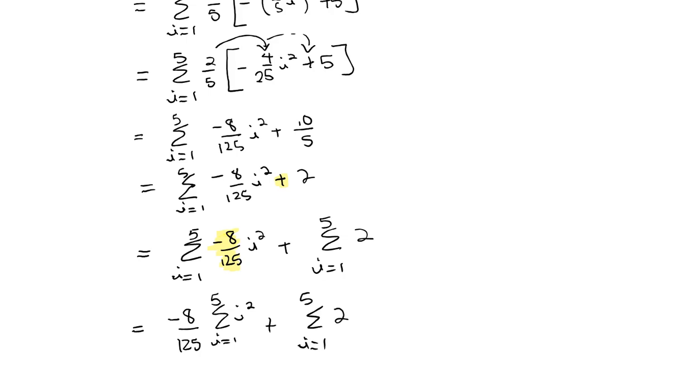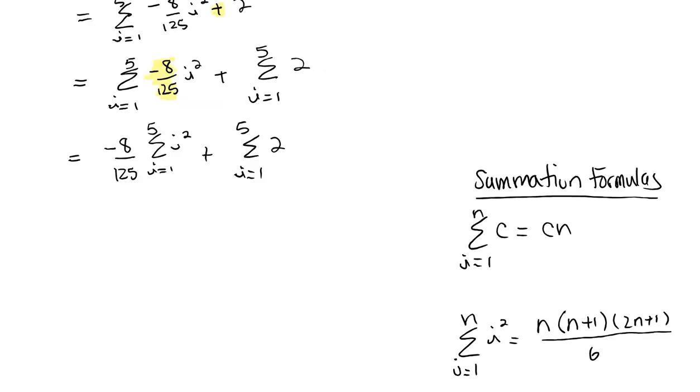And when we get to this point, we have a few formulas that are going to help us to work out this final bit. The summation formulas we're going to use are written down on the side here. The first one is the sum of a constant: the sum i equals 1 to n of a constant is that constant times n. The next one is the sum i equals 1 to n of i squared, and that's n times n plus 1 times 2n plus 1 over 6. So let me show you how they're used on this example.